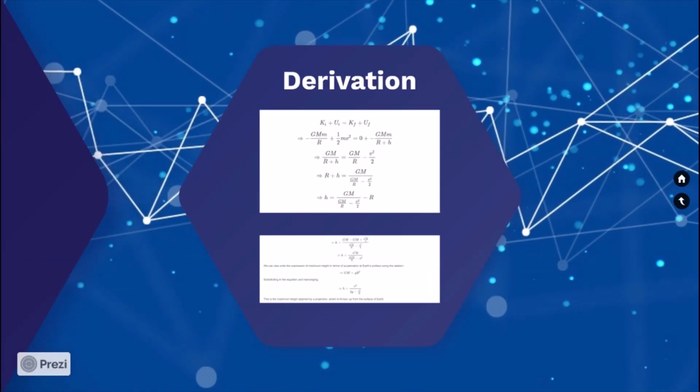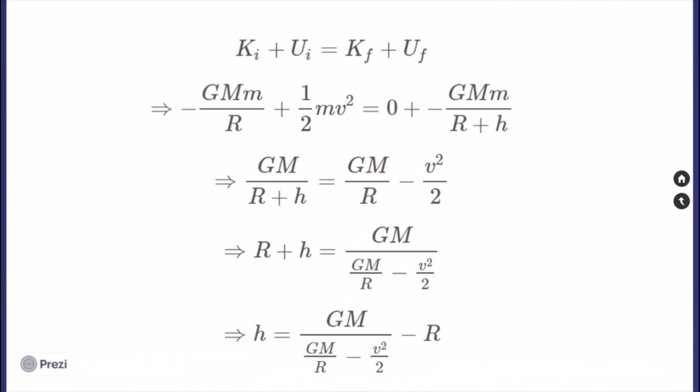Derivation of maximum height attained by the projectile. We can derive the maximum height by using the formula of energy conversion, which is Ki plus Ui equals Kf plus Uf, where K stands for kinetic energy and U stands for gravitational potential energy.